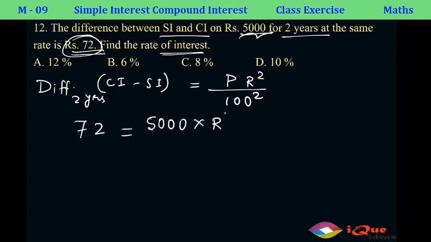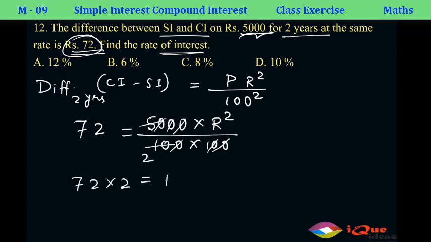Into r square, R we have to calculate. Divide by 100 square, so it is 100 into 100. So 1, 2, 1, 2. Two zeros are cancelled, 0 and 0, one more is cancelled. 5 cancels 10 two times. So 72 into 2 is equal to r square.